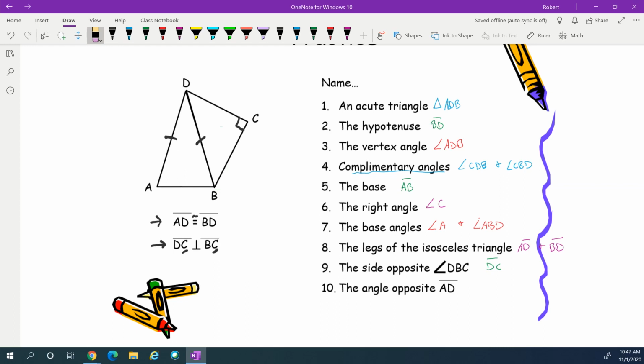And number 10, the angle opposite AD. So again, I want to find AD. AD is that side. So I'm going to stay inside that triangle and point to the opposite angle. So we might call it angle DBA. We have to be able to name these parts very carefully, very clearly, without hesitation.